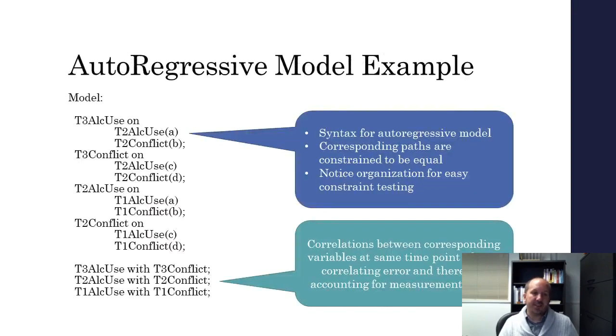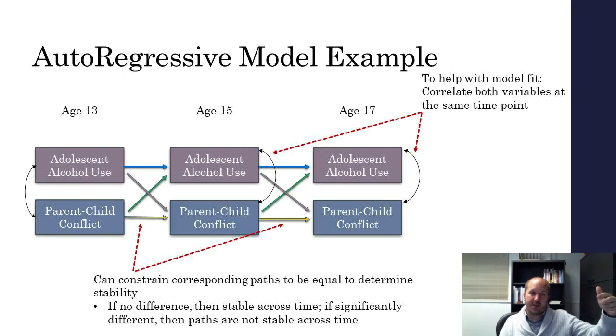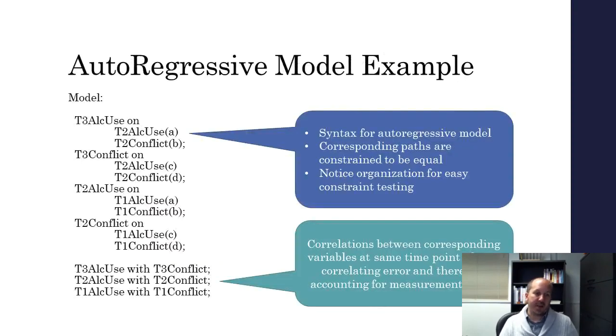So this here is the syntax I have for the model I have put right here on this slide. Where I'd have my time 3 alcohol use onto time 2 alcohol use and conflict, time 3 conflict onto time 2 alcohol use and conflict, time 2 alcohol use on time 1 alcohol use and conflict, and then time 2 conflict on time 1 alcohol use and conflict. And then I also have the constraints here.